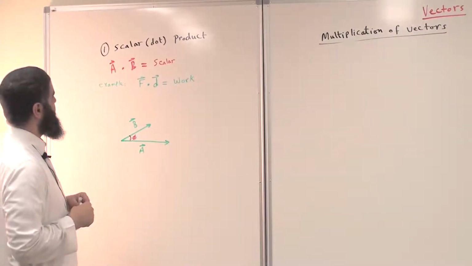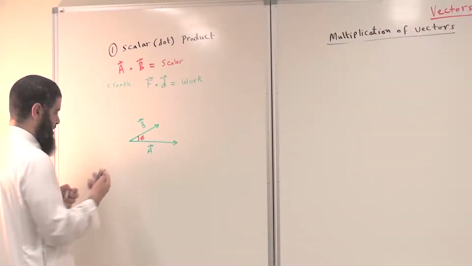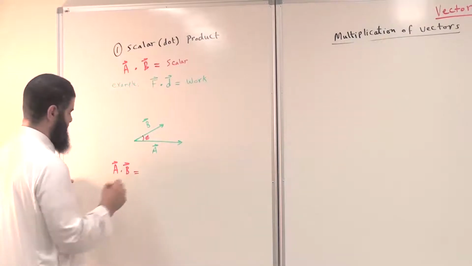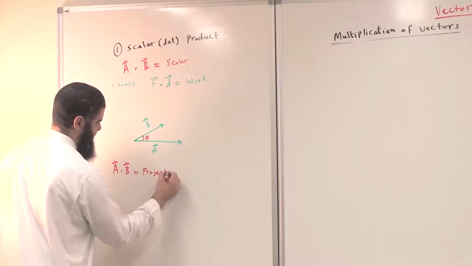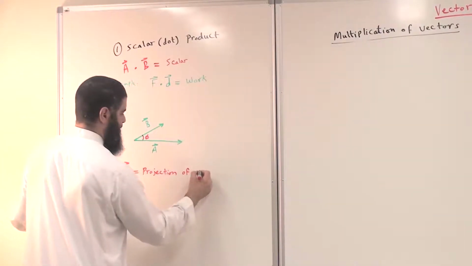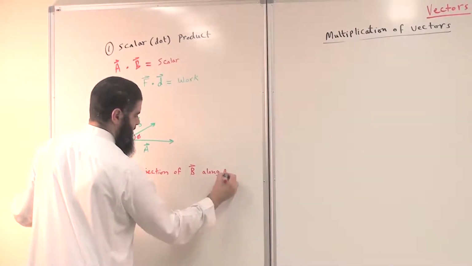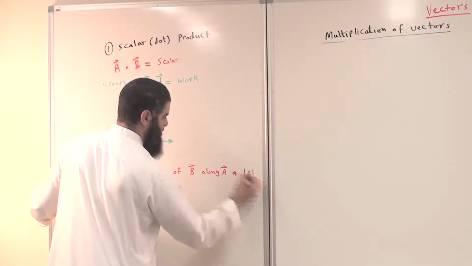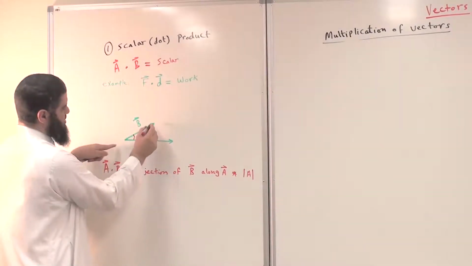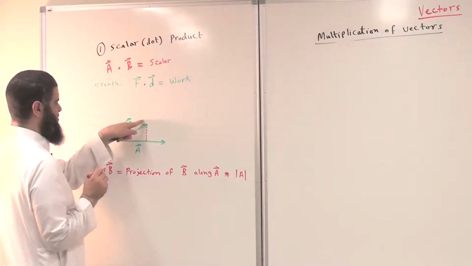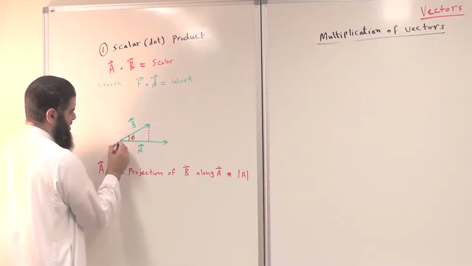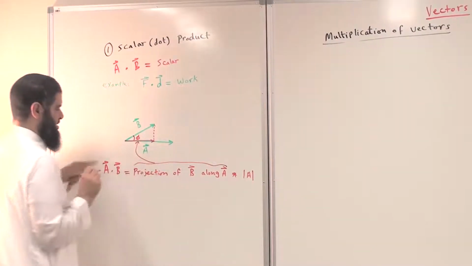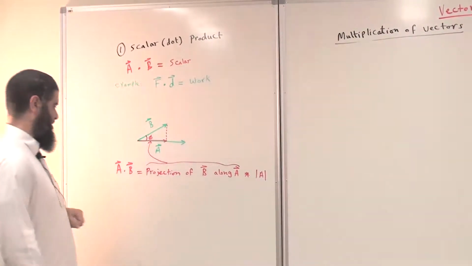What does the scalar product of A and B mean? A dotted with B is equal to the projection of B along A, or along the direction of A, multiplied by the magnitude of A. Okay, so let me draw it here. So this is vector B, the projection of B along A. So I draw from the head of B a line perpendicular to the direction of A, and this will be the projection of B along A. This one. So this is the projection multiplied by the magnitude of A.